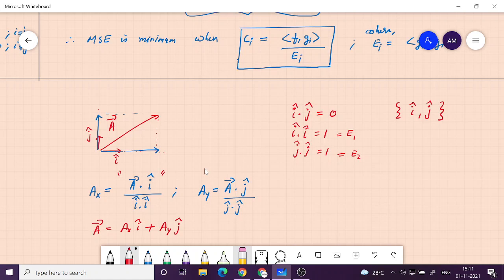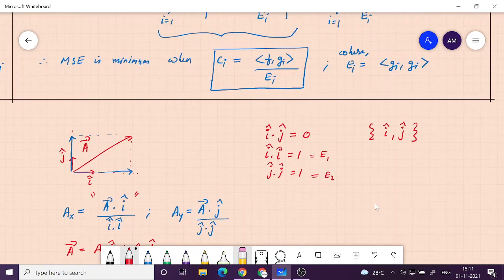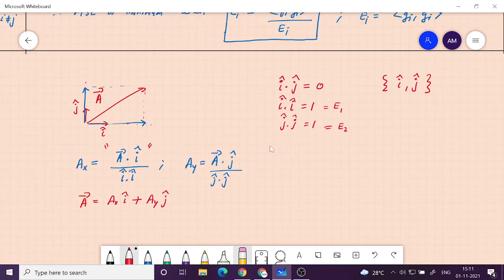If you convert inner product to dot product, you can talk about the same thing in vectors. So a_x is vector A dot i, divided by the energy, which here is the length squared of i, corresponding to e_i, the inner product of g_i with g_i. So similarly, inner product of i with i, or dot product of i with i. And similarly a_y.